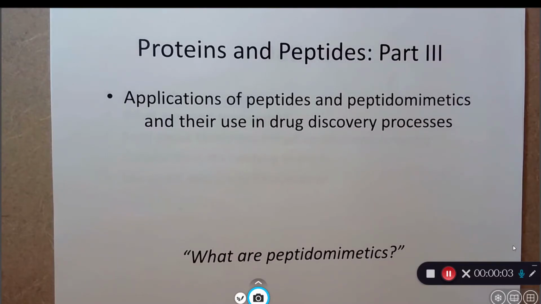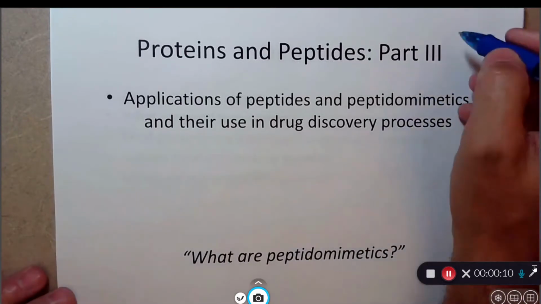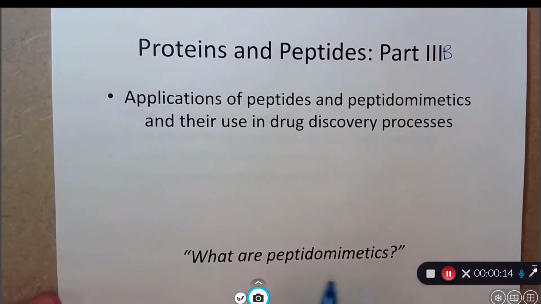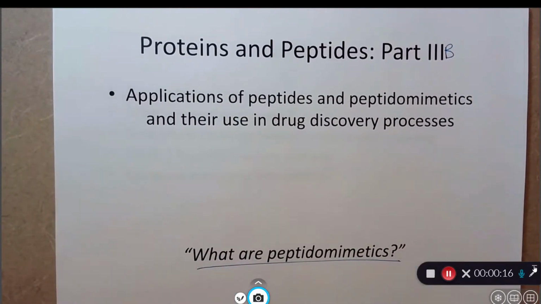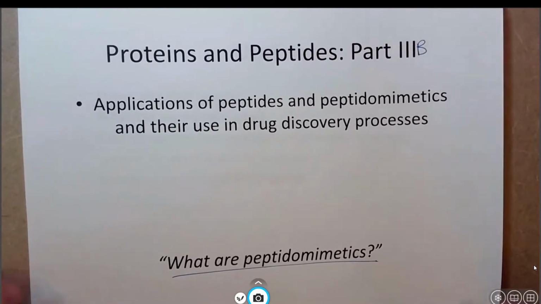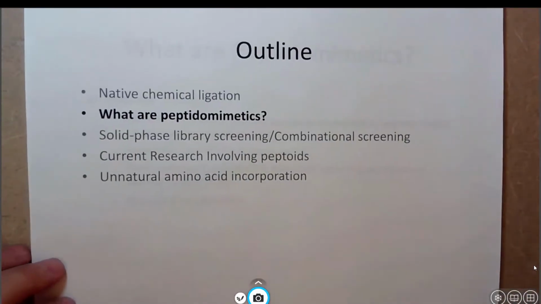Hello, everyone, and welcome to Proteins and Peptides Part 3. This will be Section 3B. And what we're going to talk about today are something called peptidomimetics. So what are peptidomimetics? Why are they important? How do we make them? And how can they be used to solve questions?